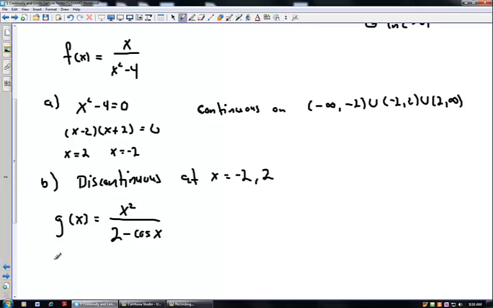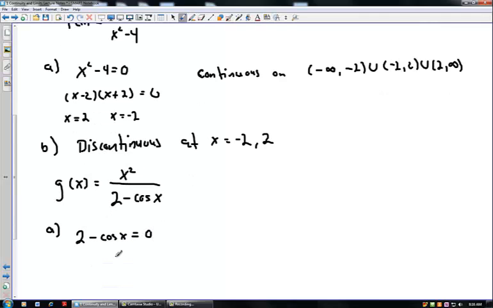And so on part A, I want to find where this function is continuous, where this formula is continuous. All I need to worry about is when this denominator is equal to 0, because there are no roots and there's no ln. So I want to figure out when 2 minus cosine of x is equal to 0. If you add cosine of x to both sides, that's when 2 is equal to cosine of x.